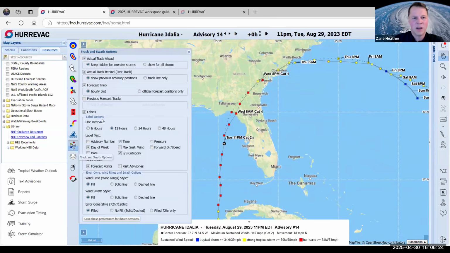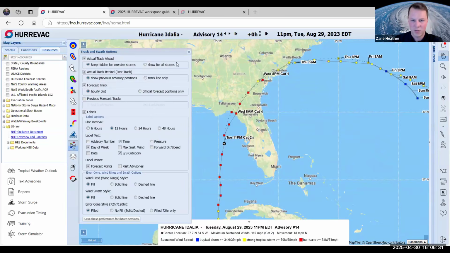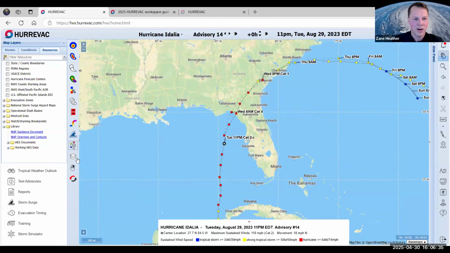And then at the bottom here, you've got ways that you can interact with or fine tune the ways that you're interacting with or seeing this information on HRVAC. Track and swath options, essentially what this looks like as it's displayed. And these are quick layers. So essentially changing and morphing the different layers that are available to you within HRVAC.